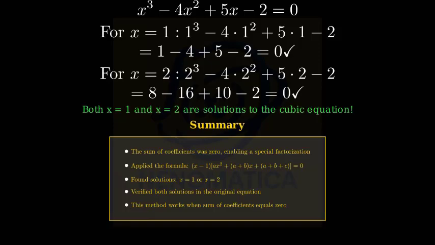First, we identified that the sum of the coefficients in our cubic equation was 0, which allowed us to use a special factorization method. Second, we applied the factorization formula to express our cubic equation as a product of two factors, x minus 1 and a quadratic expression. Third, we solved each factor separately, finding that x equals 1 is a solution from the first factor, and x equals 1 or x equals 2 are solutions from the second factor. Finally, we verified that both x equals 1 and x equals 2 satisfy the original equation. This method is very useful when the sum of coefficients in a cubic equation equals 0, as it allows us to quickly factor the equation without using more complex techniques.